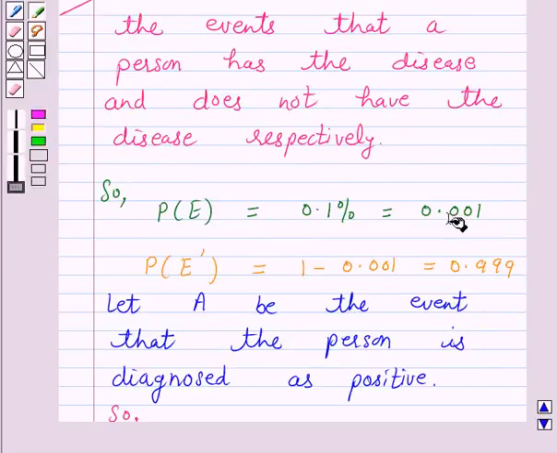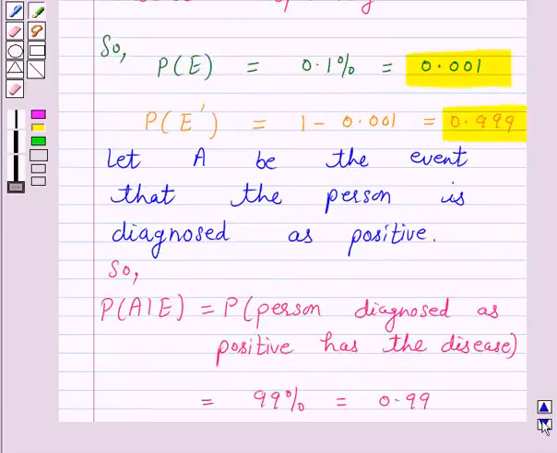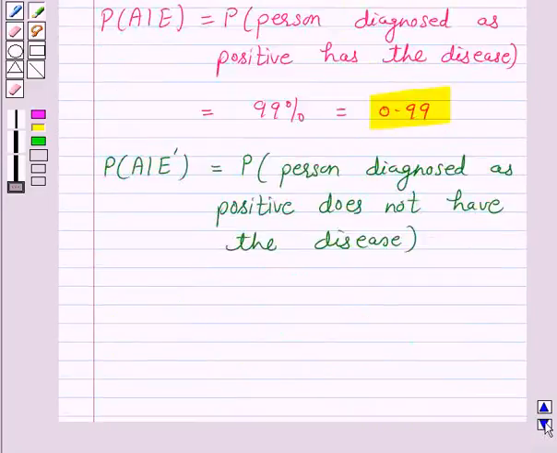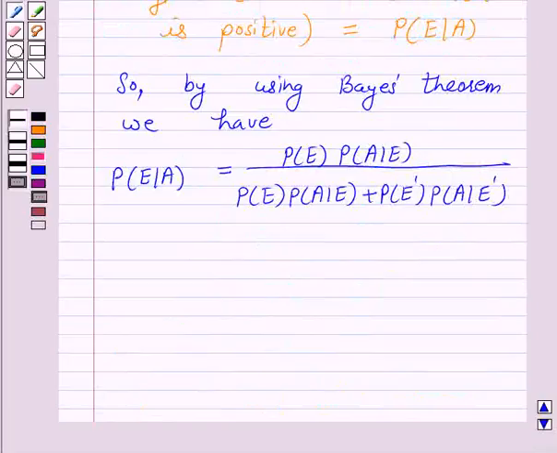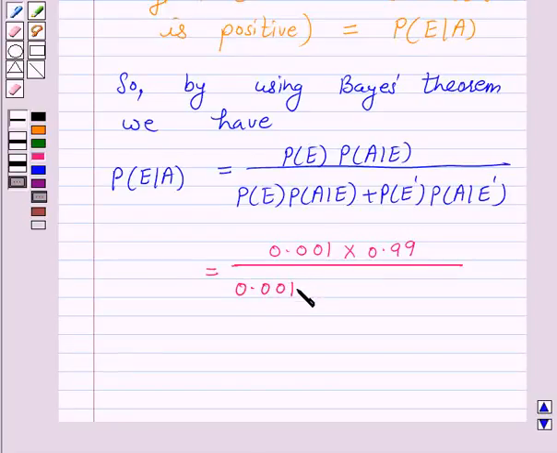Now we have probability of E is equal to 0.001, probability of E complement is equal to 0.999, and probability of A upon E is equal to 0.99, and probability of A upon E complement is equal to 0.005. So on substituting these values, we have probability of E upon A is equal to 0.001 into 0.99 over 0.001 into 0.99 plus 0.999 into 0.005.